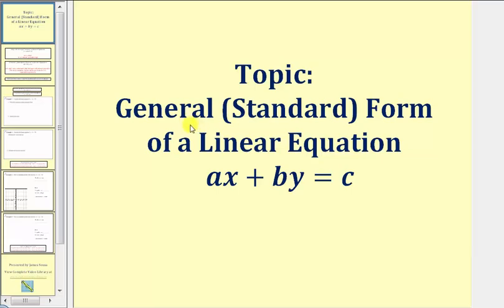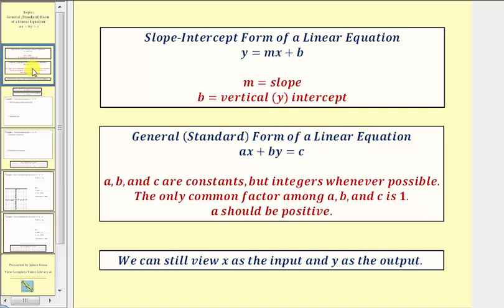Welcome to a lesson on the general form of a linear equation. So far, we've been working with the slope-intercept form of a linear equation, which is the form y equals mx plus b. And this form is very convenient because we could easily identify the slope, which is the coefficient of x, as well as the vertical intercept, which is equal to b.